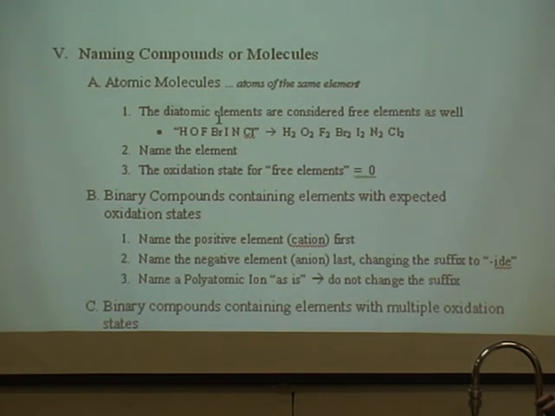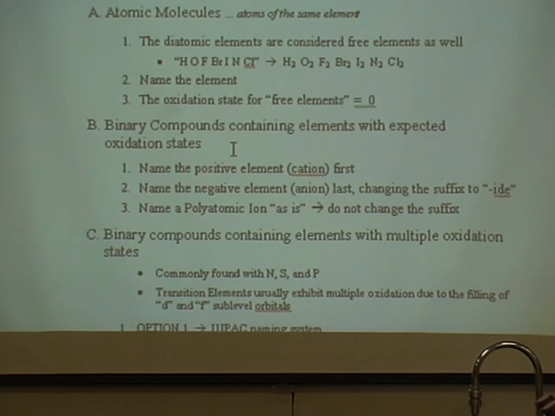The diatomic elements, the Professor Hofbrinkel elements here, you still name them as is. Hydrogen, oxygen, fluorine, bromine, iodine, nitrogen, and chlorine. But you have to understand that they are diatomic, 2 atoms. They don't exist as just H, just O, just F, just Br, just I, just N, just Cl. They have to exist as 2. Before these bond, the oxidation state of all of them is 0 because they haven't bonded yet, so they haven't exchanged electrons. So again, when you name elements, you just name them as is.